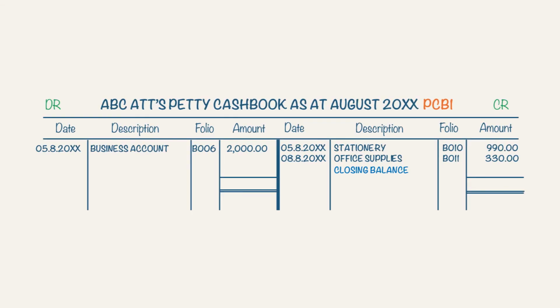On the last day of August, you balance the petty cash book. The completed petty cash book with all the above transactions looks like this. You balance the petty cash book by adding up the debit and the credit columns, and the difference between the total is now your new balance carried forward to the month of September.